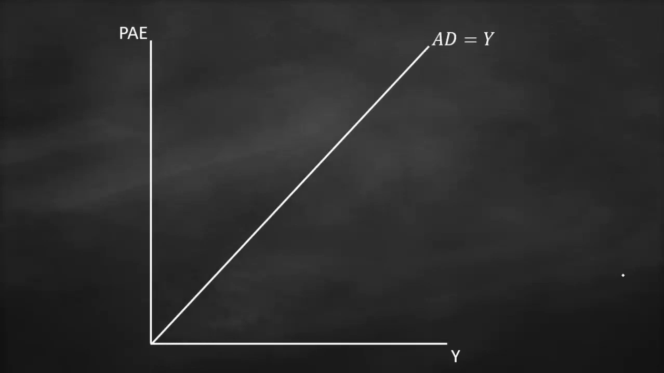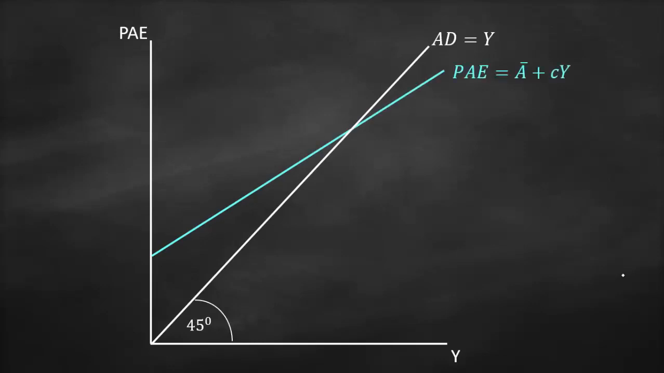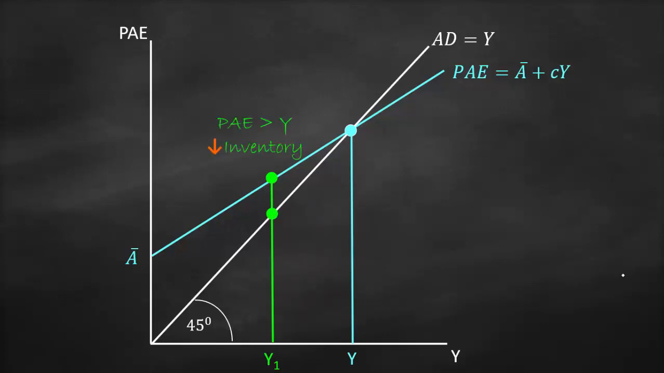So this is our output level. This is our planned aggregate expenditure, and this is our 45-degree line where aggregate demand is equal to our output level, and this is our equilibrium point where our output intersects with planned aggregate expenditure. Let's assume that we have an output level below our equilibrium point here. So which point is higher, planned aggregate expenditure or output level? As we see here, our planned aggregate expenditure is bigger than our output. Consequently, we consume more than what we actually produce.